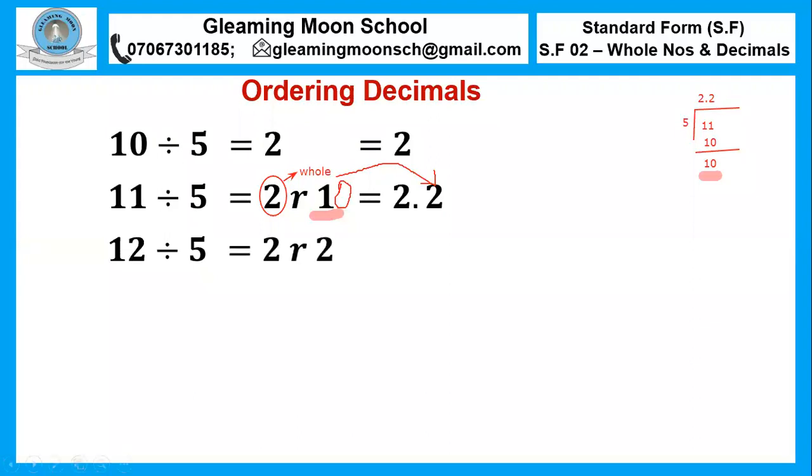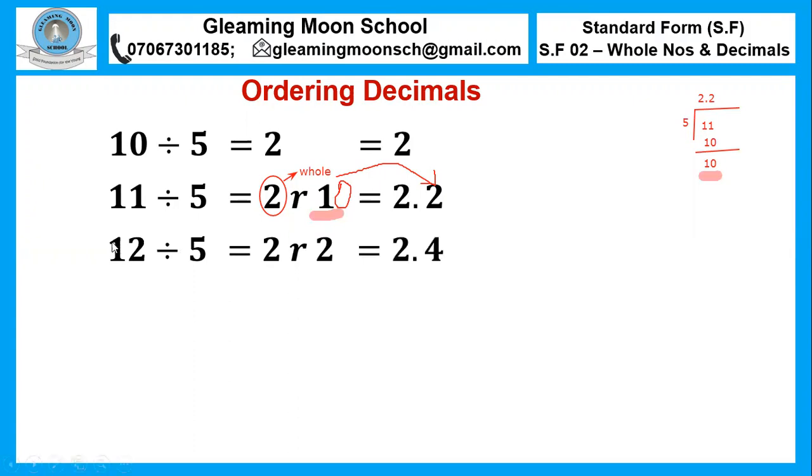And if we have 2 remaining 2, the same thing we did last time, we write our 2 whole, put a decimal point, and put a 0 in front of these 2 to make it 20. And 5 goes into 20 how many times? 4 times. And that would give us 2.4.